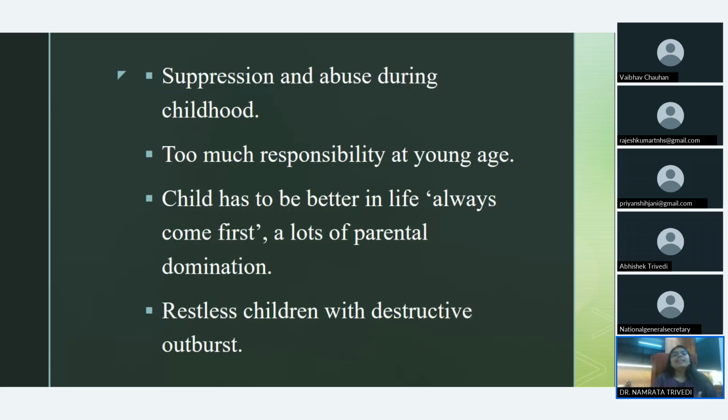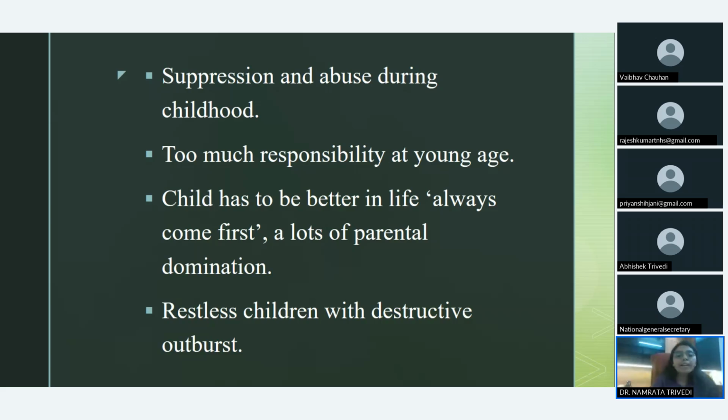Now, is there any history of suppression or abuse during childhood? There is too much responsibility at a younger age on the child. The child has to be better in life. Why? Because he wants to keep his parents, his mother, his father, happy. He lives for others. He has to be doing things for others, not for himself or herself.